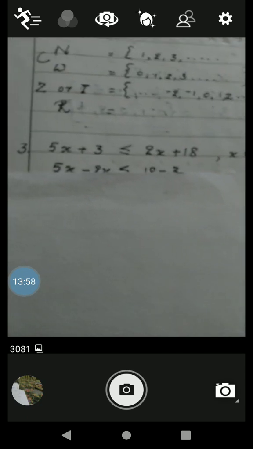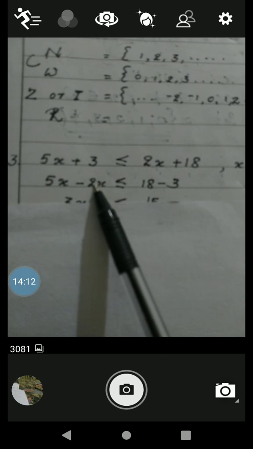Now we can solve some inequations. Suppose one question is there. 5x plus 3 is less than or equal to 2x plus 18, and x belongs to natural numbers. So you have to remember the rules behind it. First we transpose the terms containing x to one side. Here 5x minus 2x is less than or equal to 18, and transposing plus 3 to the right side becomes 18 minus 3.